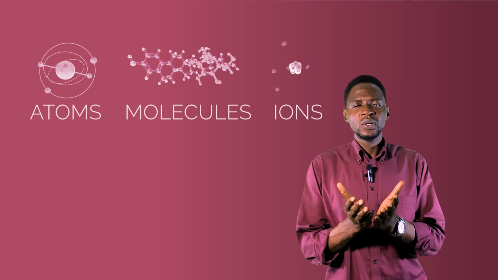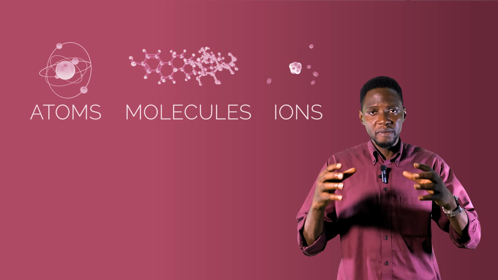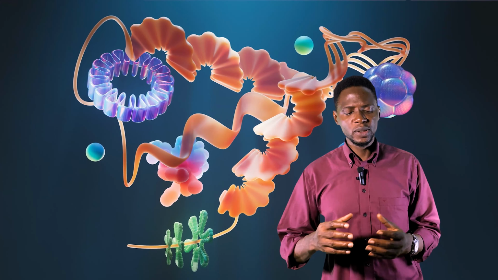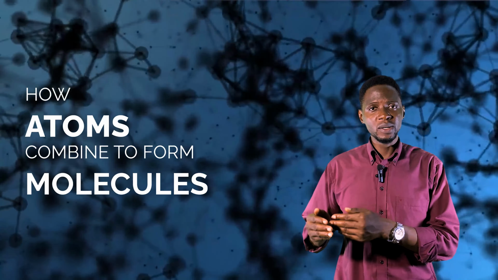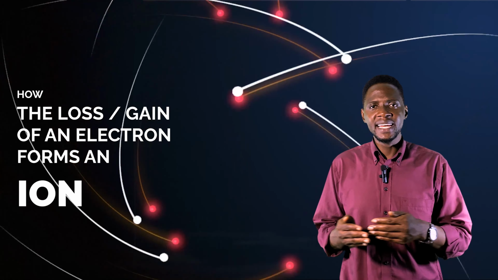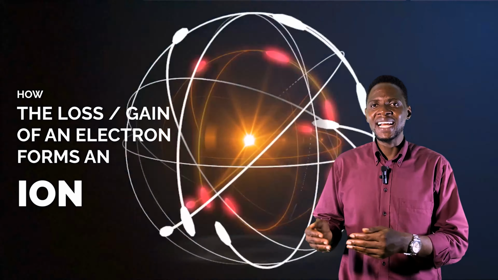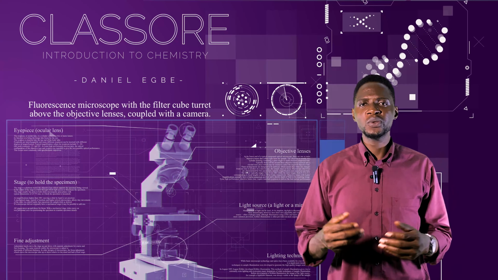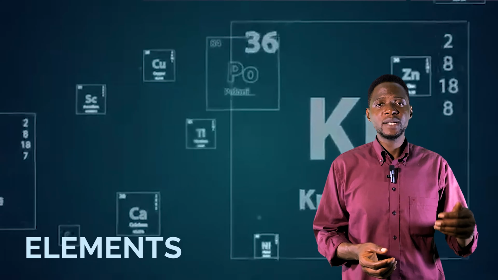You see, your understanding of these three makeup of matter will actually enhance your chemical journey. You get to know what an atom is, how atoms combine to form molecules, how the loss of an electron or the gain of an electron forms what we call an ion. And then from getting to know what an atom is, we move on to discuss elements. Alright, element, it is not the basic in chemistry, atom is. So from atom we get to know element.